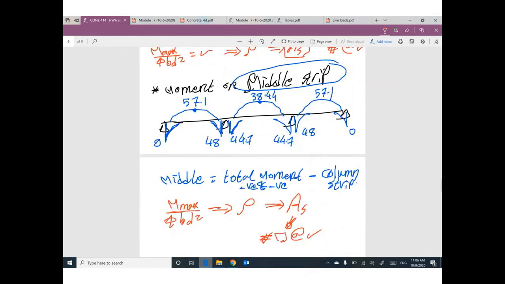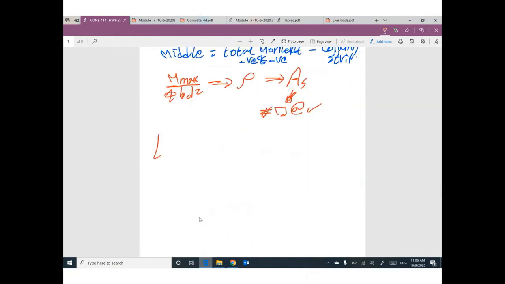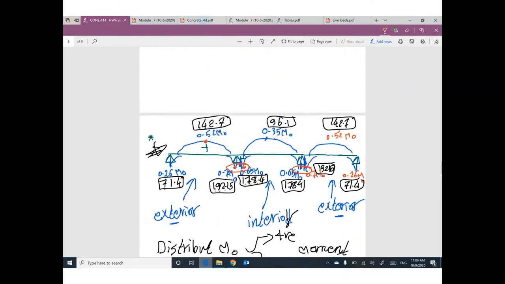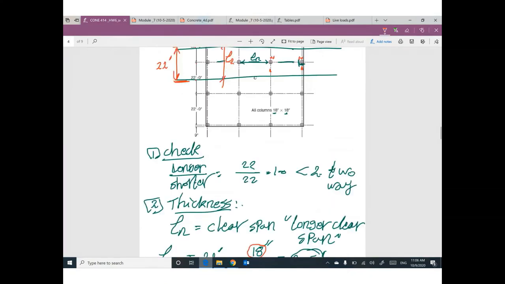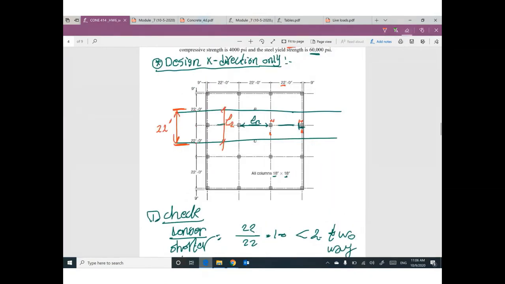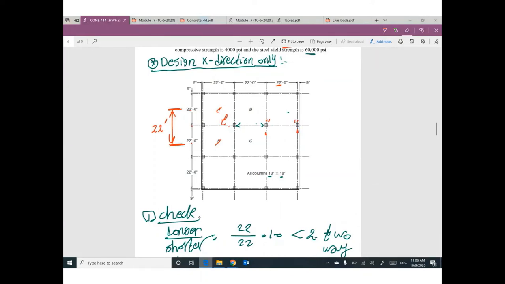That's right. Last step. Don't forget to divide this slab. Where is the column strip and where is the middle strip? Do you remember?